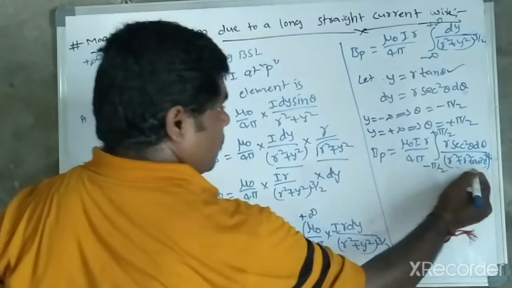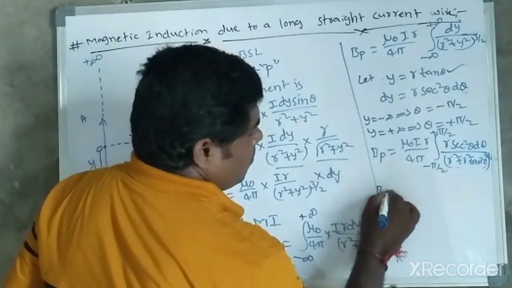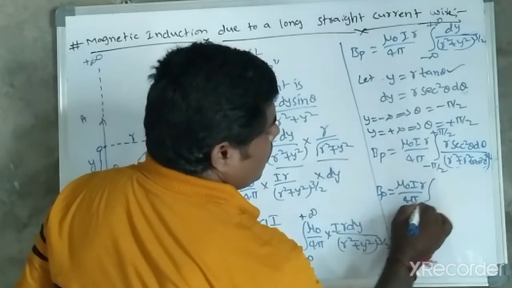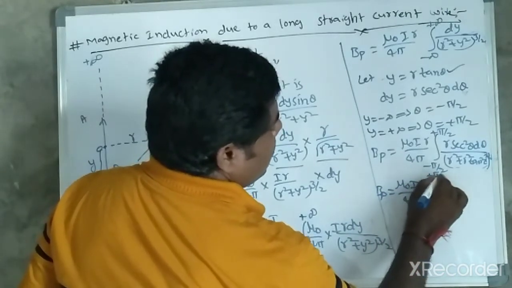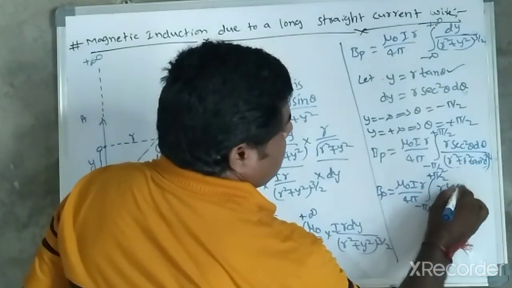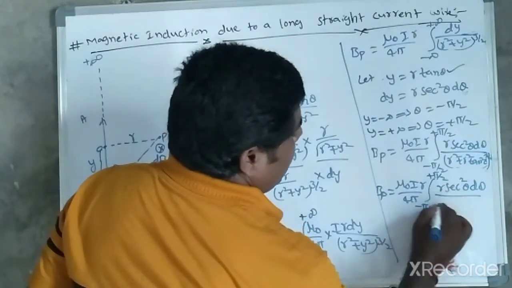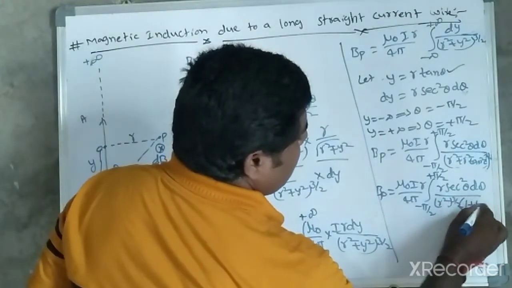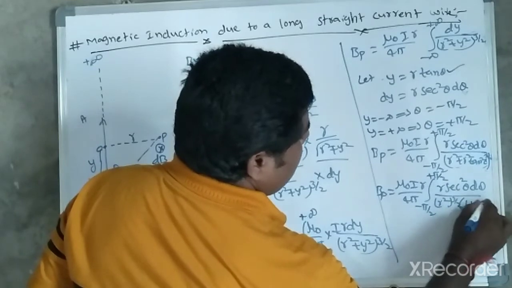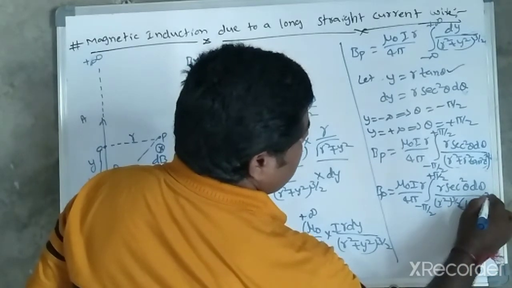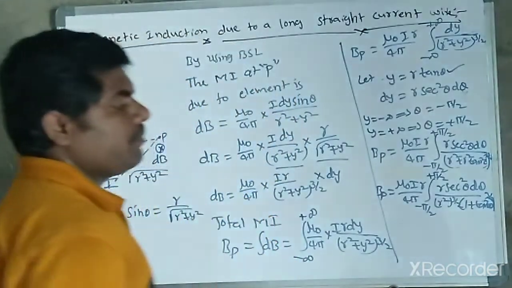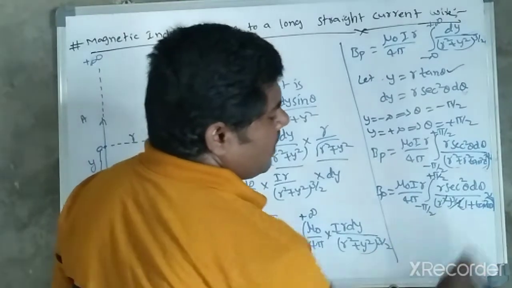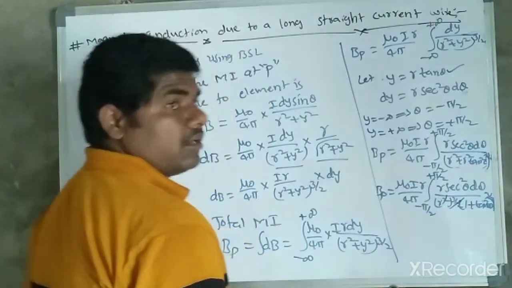So here you may take out r common. Bp should be equal to mu naught I into r divided by 4 pi, integral from minus pi by 2 to plus pi by 2 of r secant square theta d theta divided by (r square) whole power 3 by 2, take out common, (1 plus tan square theta) whole power 3 by 2. So here this one gets cancelled, 1 plus tan square theta is nothing but secant square theta.